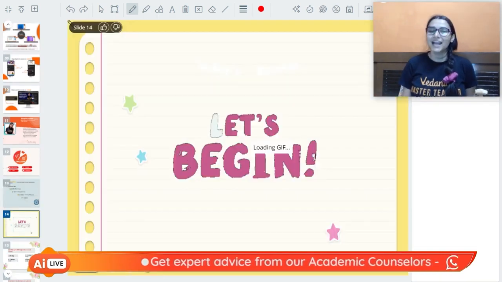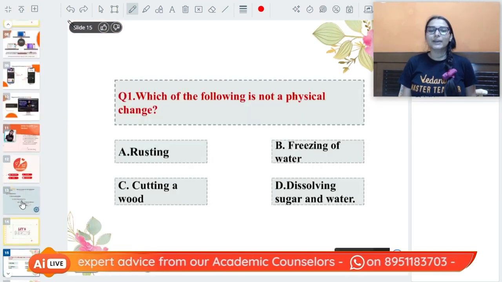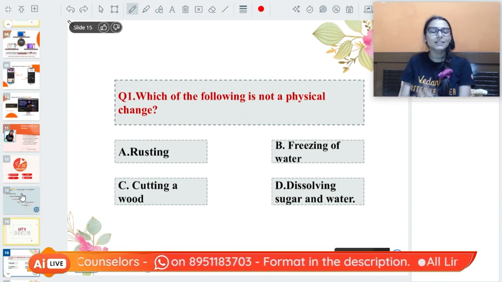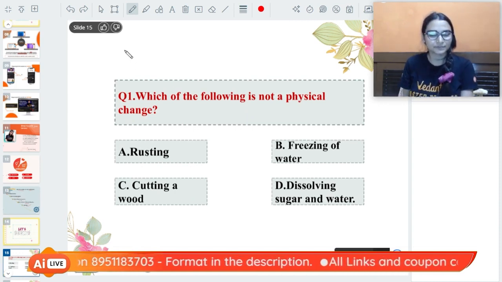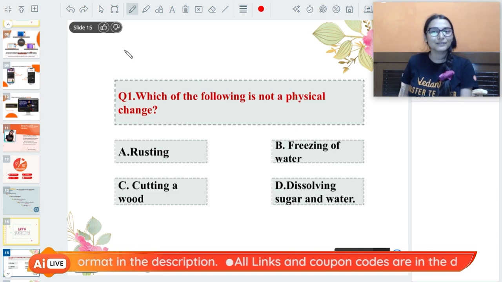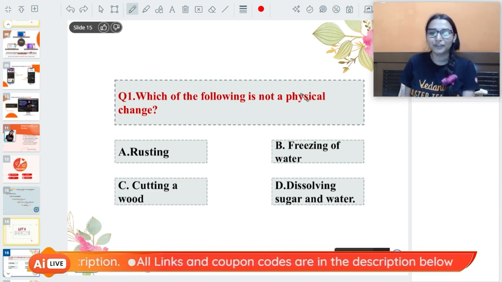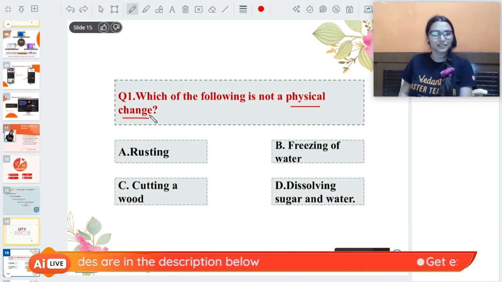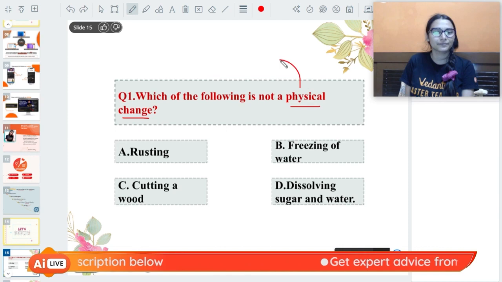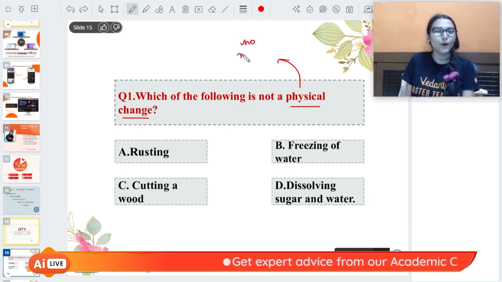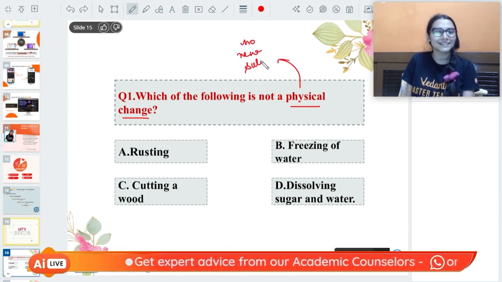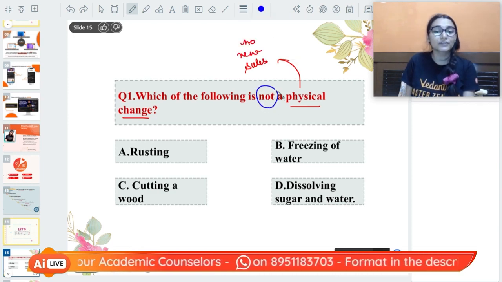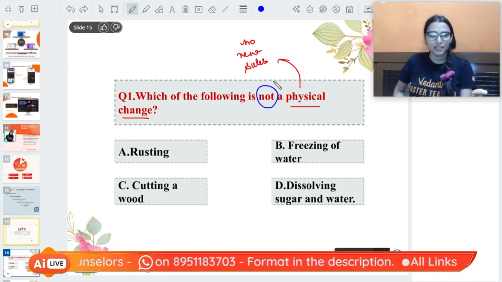Let us begin with the very first question on the screen. Which of the following is not a physical change? If you remember from grade 7th, physical changes are changes where we get no new substances. There is no formation of a new substance, and the question is asking which of these is not a physical change.